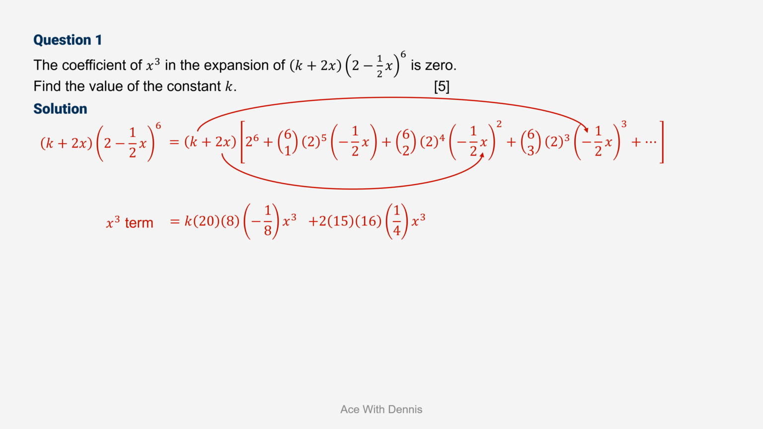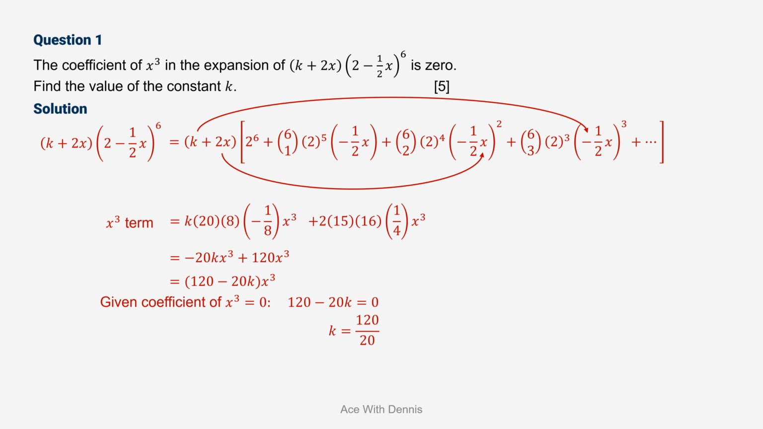Then we calculate the constant. Over here, we'll get negative 20kx cubed plus 120x cubed. We can factorize x cubed. We'll get (120 − 20k)x cubed. So since it is given that the coefficient of x cubed equals 0, therefore 120 − 20k = 0, which means k = 120 over 20, which is 6.